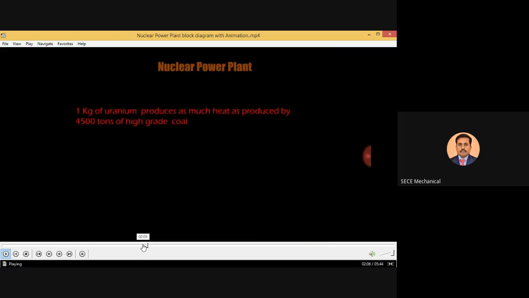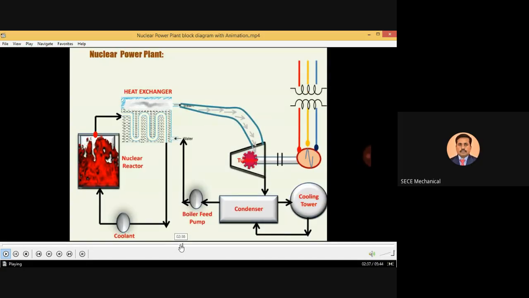So that fission process takes place in your nuclear reactor. 1 kg of uranium produces as much heat as is produced by 4,500 tons of high grade coal. I already told you. Then you can see the nuclear power plant. So the nuclear chain reaction takes place in your nuclear reactor.